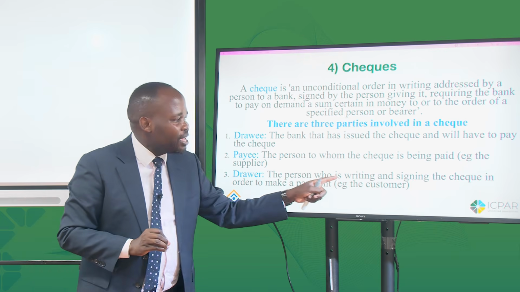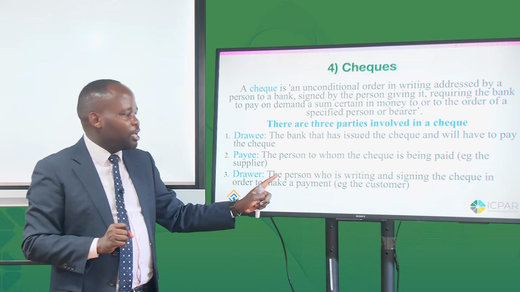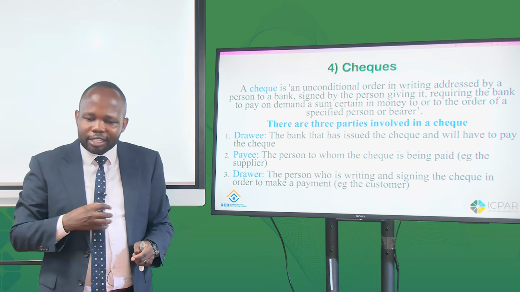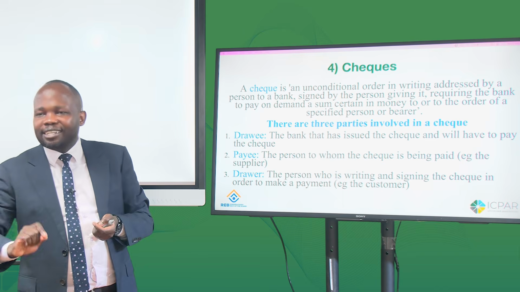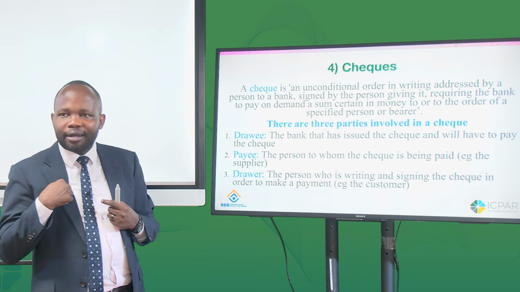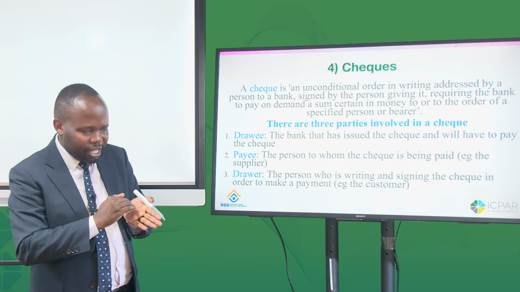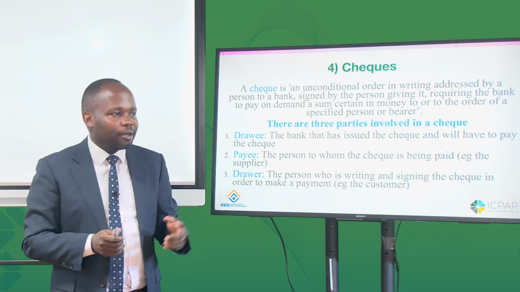The person who is writing and signing the check in order to make the payment. Maybe I'm the one who is now the drawer. I'm the one writing and signing the check. I'm called the drawer. The drawee is the bank who the check is from. And the payee is the person going to receive the payment.